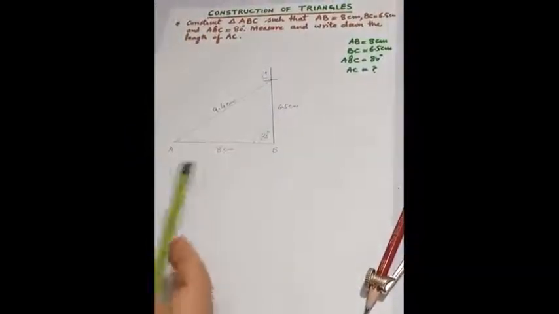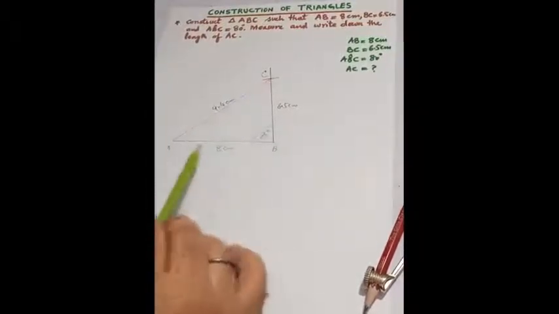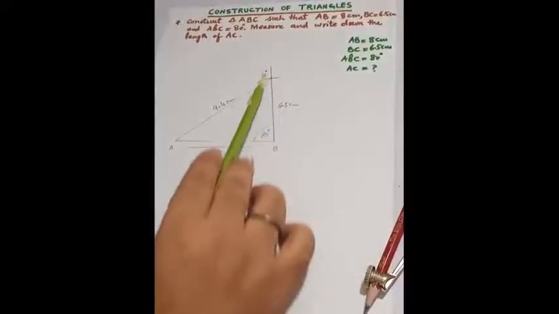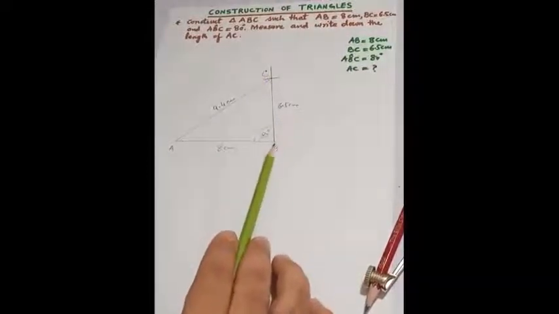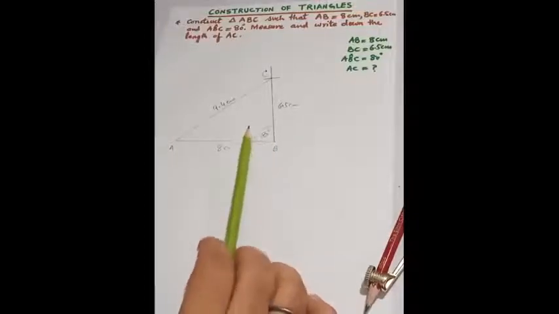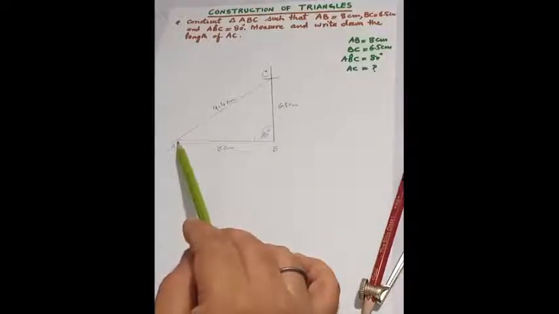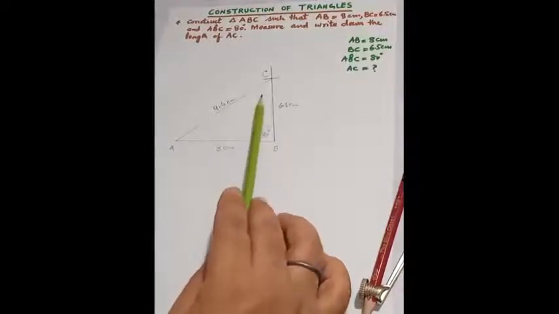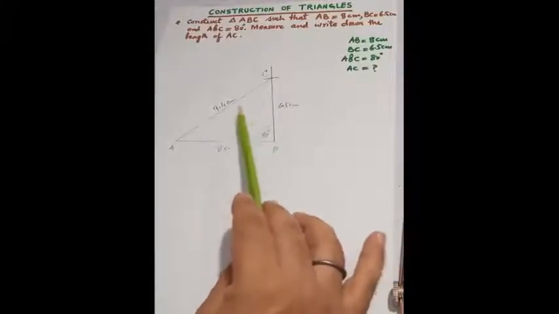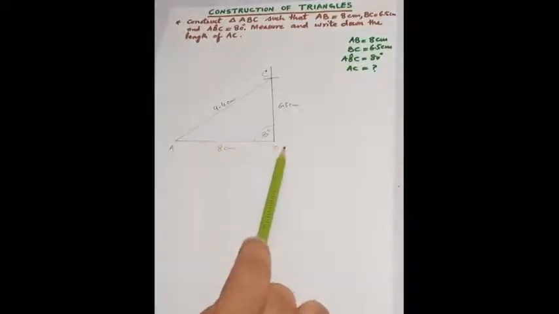So we have the required triangle ABC, in which the length of AB is 8 centimeter, the length of side BC is 6.5 centimeter. At B we have constructed an angle of 80 degree, and we have to find the length of AC side. So when we measure the length of side AC, we will have the length 9.4 centimeter. So students, this is the required triangle ABC.